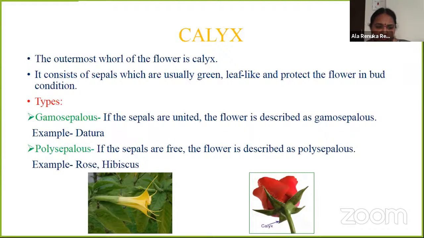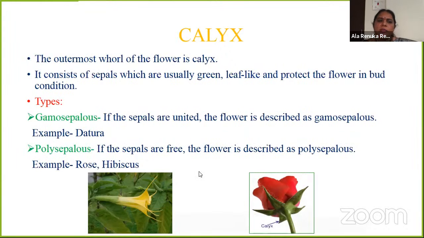If the sepals of a flower are fused, the condition is described as gamosepalous, as we see in Datura. You can see this. The sepals are fused here. And if the sepals are free, we call the condition polysepalous. We can see the sepals are all free. Polysepalous condition, and fused sepals, gamosepalous condition. We see the gamosepalous condition in Datura and the polysepalous condition in hibiscus and rose. We can see very clearly over here: the sepals are all free and the sepals are fused.